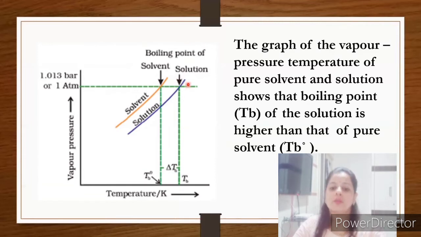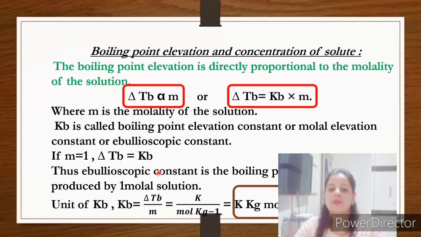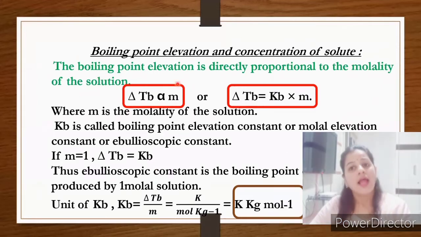So initially the boiling point of the solvent was this, and after the addition of this non-electrolyte solute, the boiling point has reached this point, meaning it has increased, and the difference between these two is taken as delta TB. Okay, now next is boiling point elevation and concentration of solute. So we are going to calculate the concentration of the solute and relate it with the boiling point elevation.